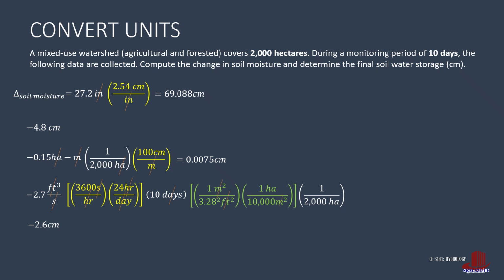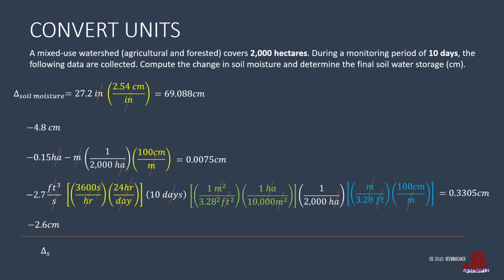At this point, the remaining unit is feet. So multiply the conversion of 3.28 feet per meter and 100 centimeters per meter. Place the unit into cm. Finally, multiply values 2.7, 3,600, 24, 10, and 100. Then divide the result by the square of 3.28 with 10,000, 2,000, and 3.28 to get 0.3305 centimeters. The last term from the equation is 2.6 cm, which is taken as it is.